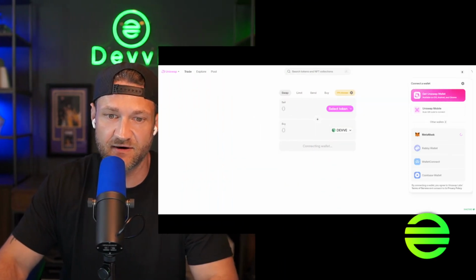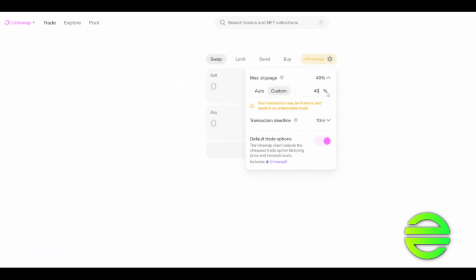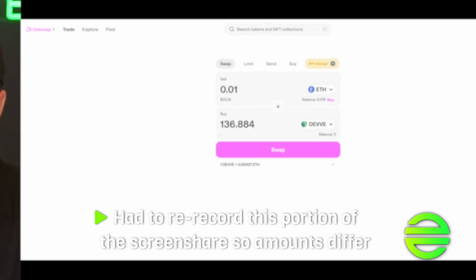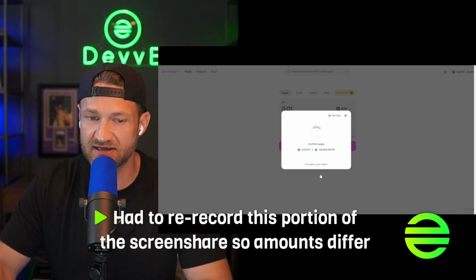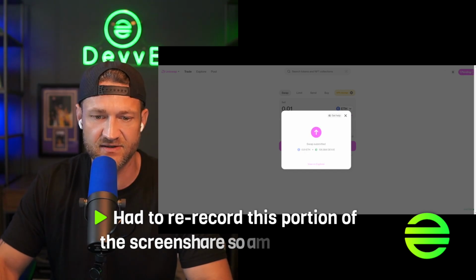So I'm going to come up here and I'm going to set my slippage to something you should never do. 49%. It's just for the sake of the video. And I'm going to buy 0.01, so $31 worth of Devve. I should get 122. Now, when I click swap, I'm going to have to do an approval first. Oh, no, I won't. It's ETH. Okay, so let me click swap.